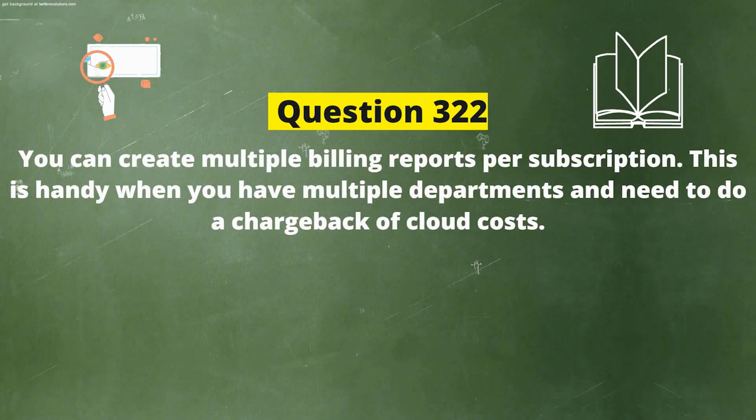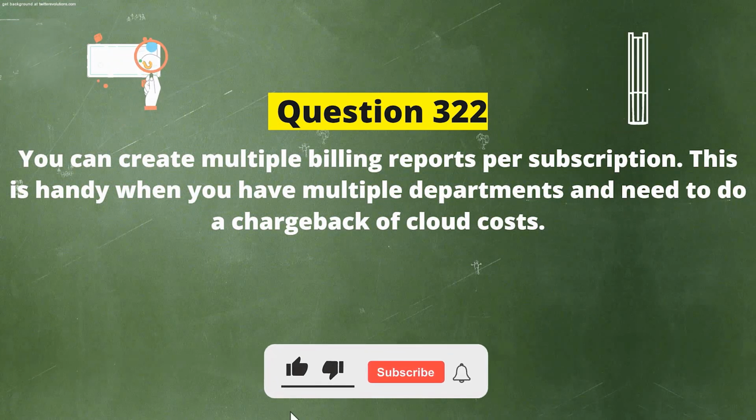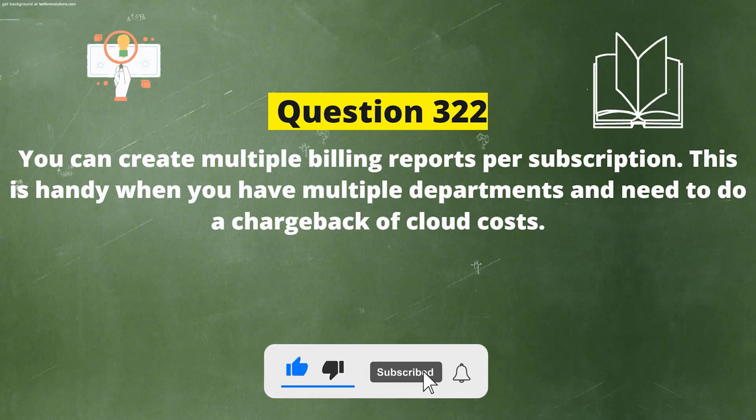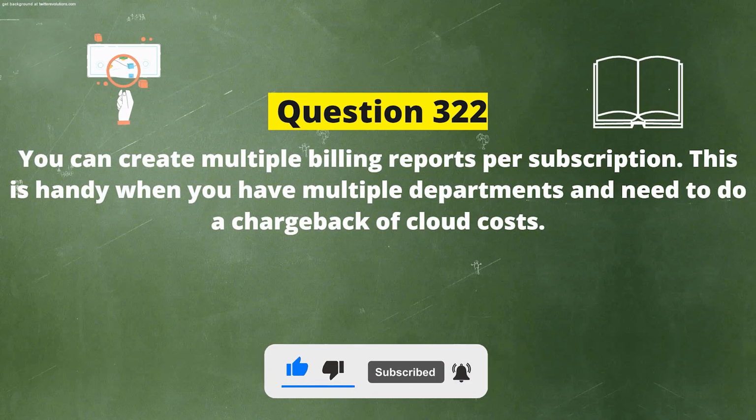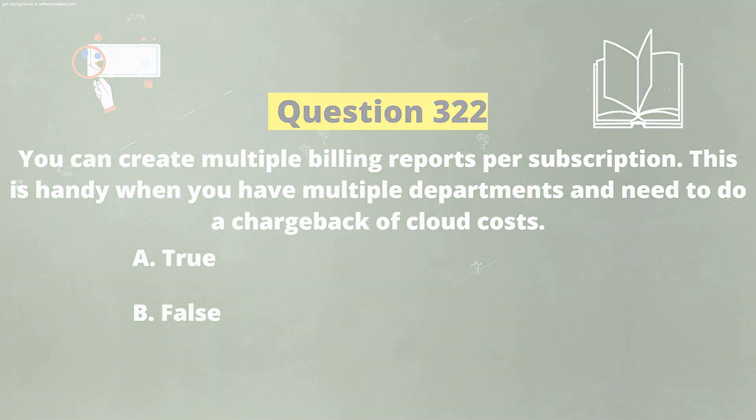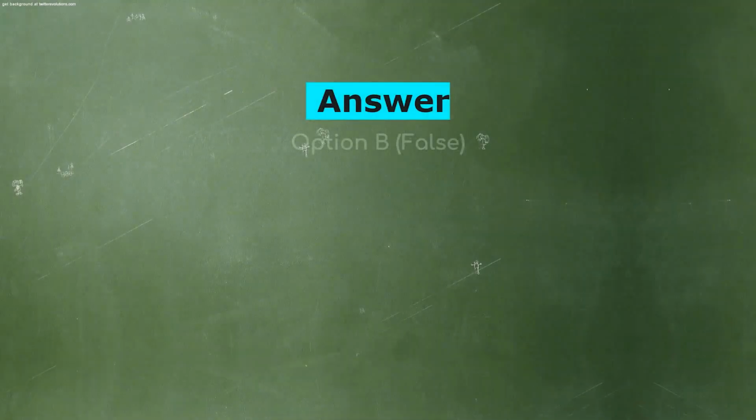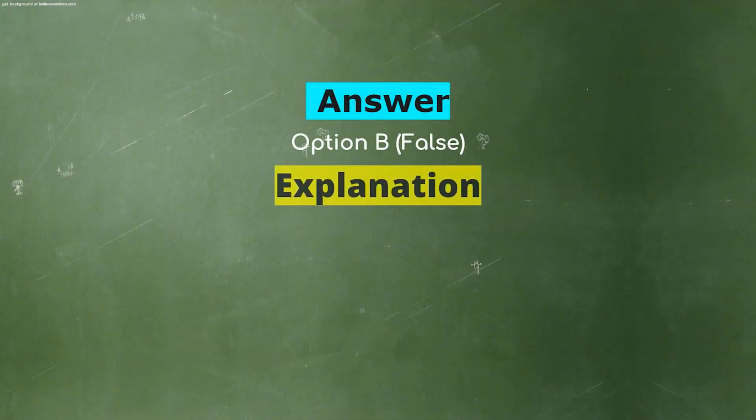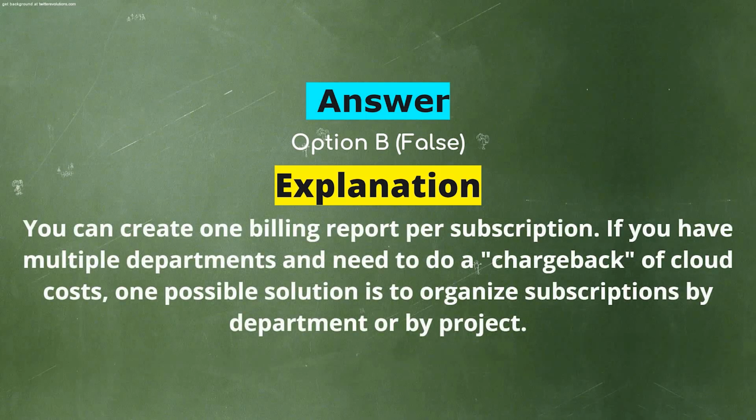Next question. You can create multiple billing reports per subscription. This is handy when you have multiple departments and need to do a chargeback of cloud cost. Is it true or false? And the correct answer is, it is false. Explanation. You can create one billing report per subscription. If you have multiple departments and need to do a chargeback of cloud cost, one possible solution is to organize subscriptions by department or by project. Resource tags can also help.